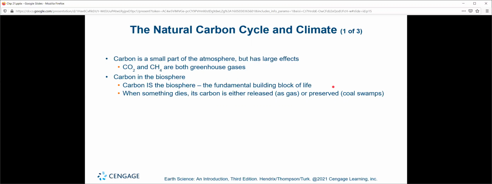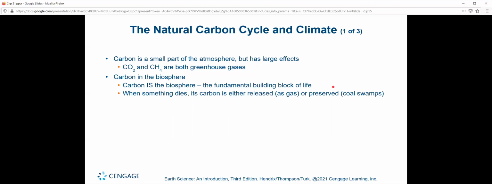Carbon is a rather small part of the atmosphere, but it has very large impacts. If you add a carbon atom to a couple of oxygen atoms, you get carbon dioxide. Or add a carbon atom to a bunch of hydrogen atoms, you get methane, a big greenhouse gas, an important concept, right? And of course, carbon's in the biosphere. In fact, carbon is the biosphere.